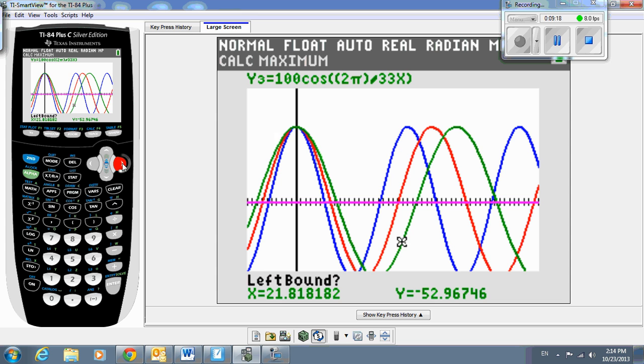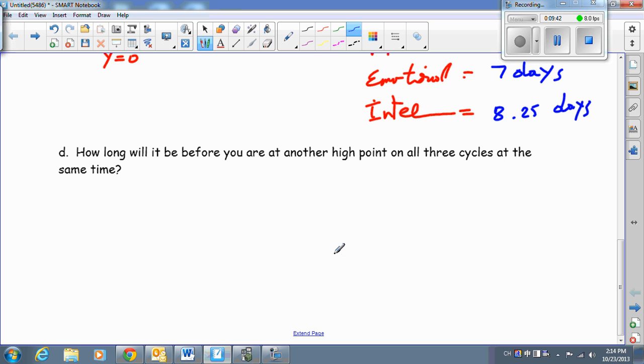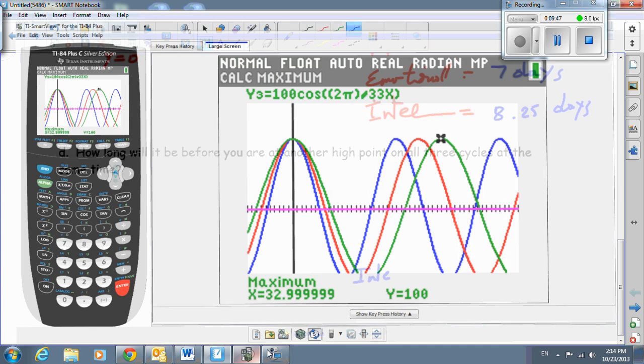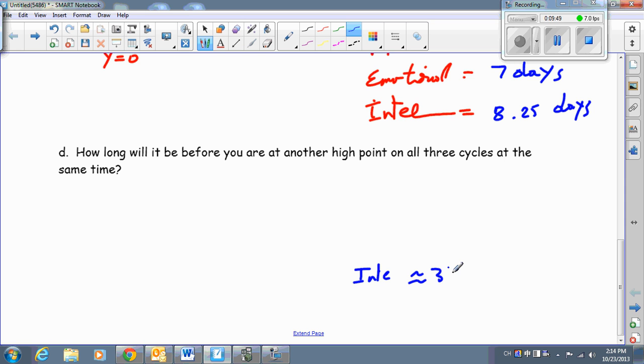Because I'm looking for the maximum, I'll press enter here, and all I gotta do is move it all the way till it passes the highest point that I'm looking for. Press enter and enter. It tells me that the maximum is at 32.999, and I will round it to 33. So the maximum for the last function, being intellectual, is at 32.999, or approximately 33. I expect you to do the first 2 other functions.